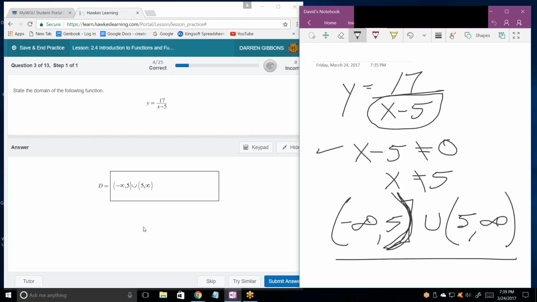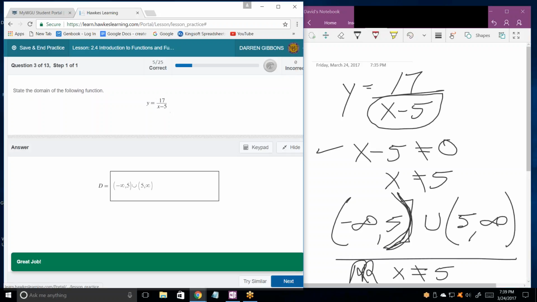Now, I might have also been able to do it kind of like this, except x not equal to 5. But I don't know if I needed a comma or not. Let's see if it likes this. Yeah, so it handles interval notation just fine.